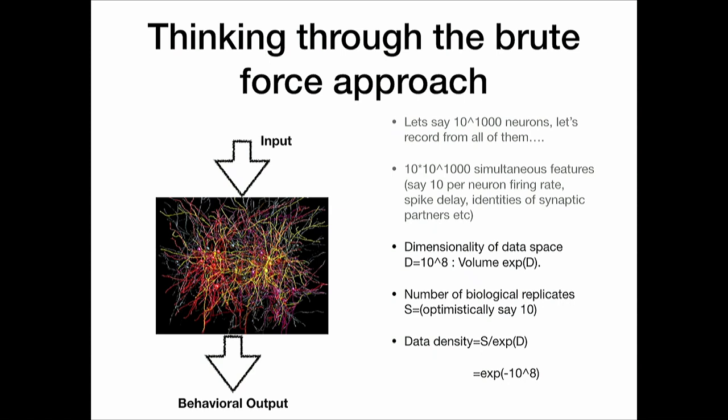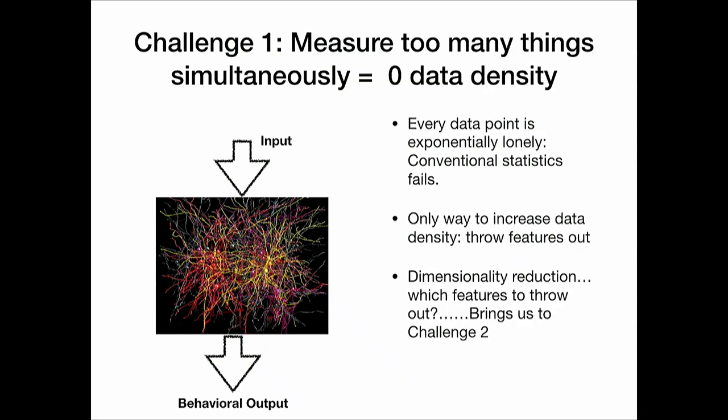If you're optimistic, you've performed this horrible experiment where you've measured everything from one person, maybe 10 times. So the data density you have is 10 divided by exponential of 10 to the 8, which is basically 0. So the problem is, if you measure everything, you have no data. You can never have enough data. I don't care how much time and money you have, there is no way you're going to fill up the space, in which case conventional statistics breaks down, and this whole brain recording we've been very strongly against as a result. I don't understand how to analyze the data as a matter of principle. So that's challenge one.